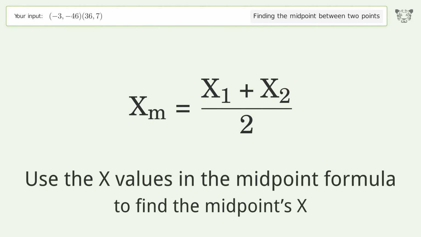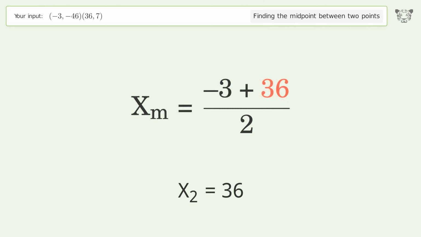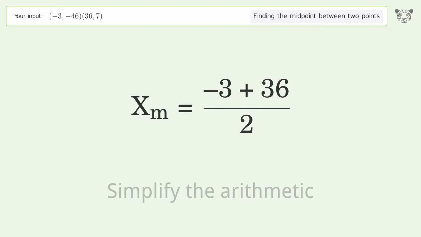Use the x values in the midpoint formula to find the midpoint's x. x1 equals negative 3. x2 equals 36. Simplify the arithmetic.